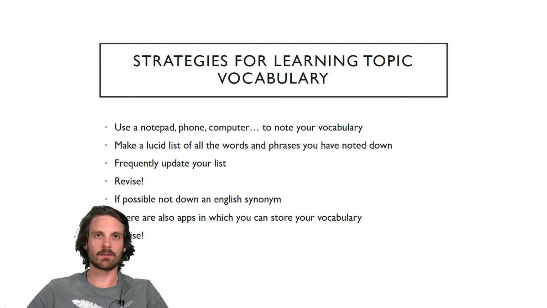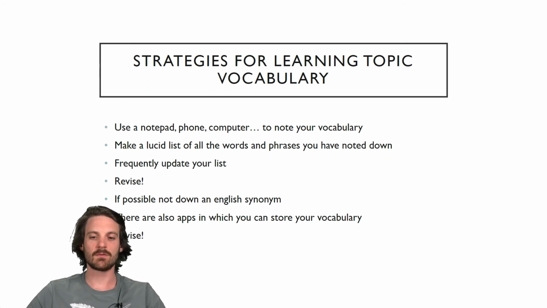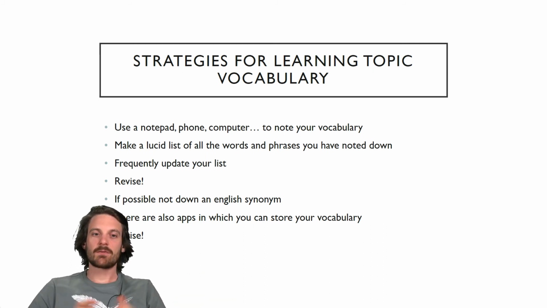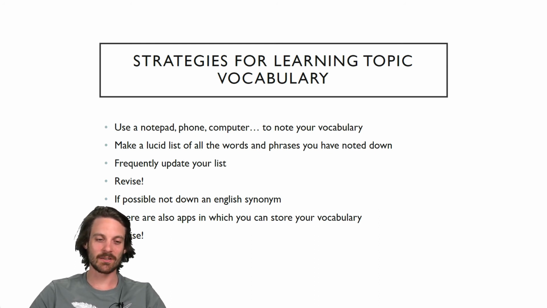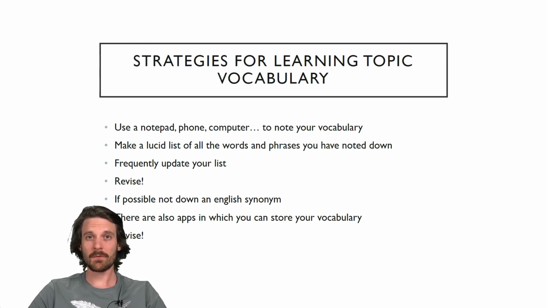So basically, to start off, use a notepad, phone, or computer to note your vocabulary. So very essential things you should have, and then make a lucid list of all the words and phrases you have noted down. You might have heard of it. I think it's very common, but that's how you do it, or how I did it in the past. Then frequently update your list and revise.